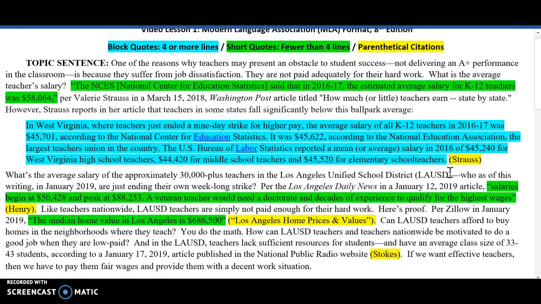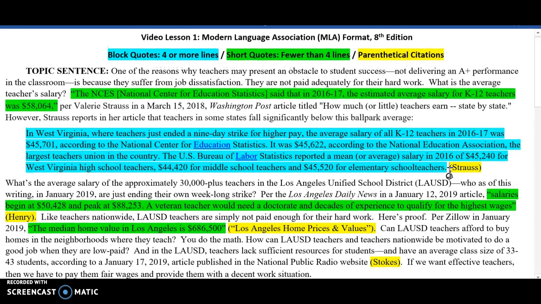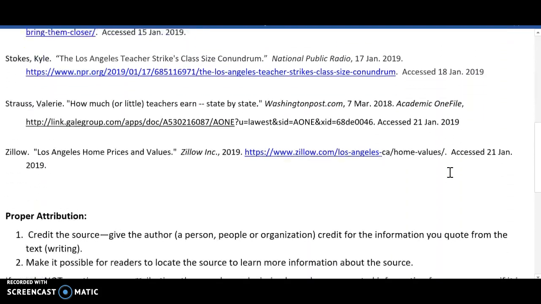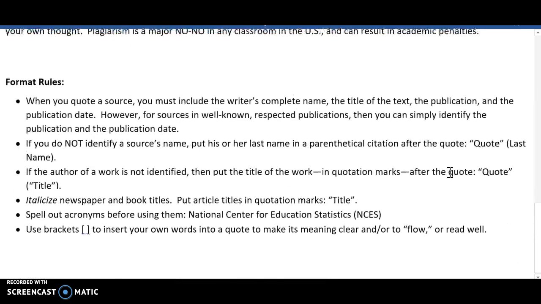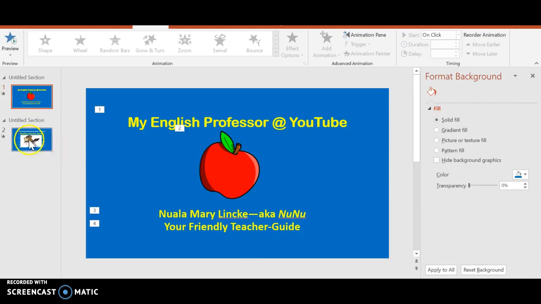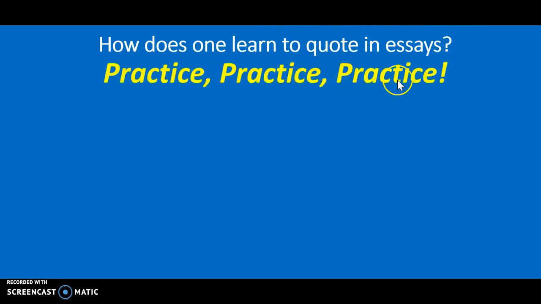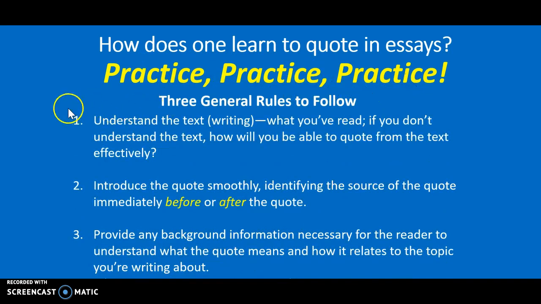All right. What else do I need to review with you? I want to encourage you to pause the screen later and to study this writing right here. And you can look at the works cited, the rules for proper attribution, and the format rules. And I want to go back to our little PowerPoint presentation and wind it down by asking you a question. How does one learn to quote in essays? Well, how does one learn to do anything? Yep, practice, practice, practice. When you quote, however, there are 3 general rules to follow, and you will not learn them unless you practice. And what are these rules?